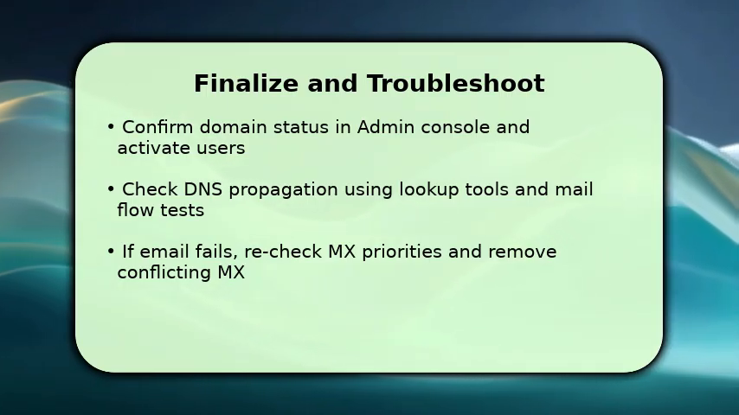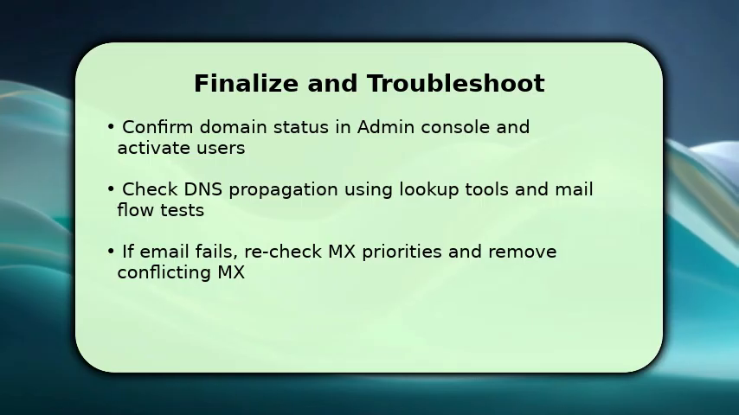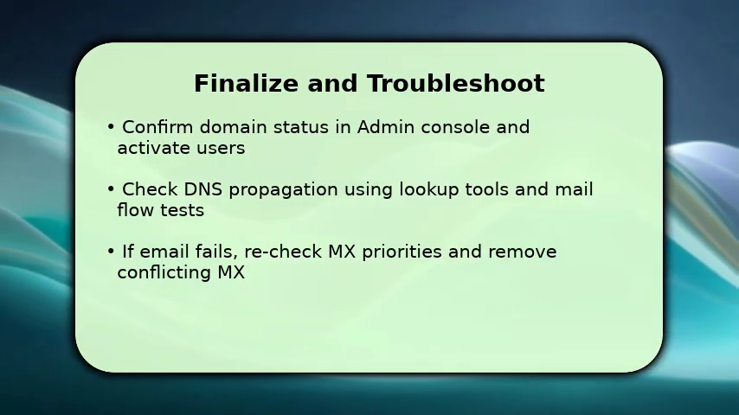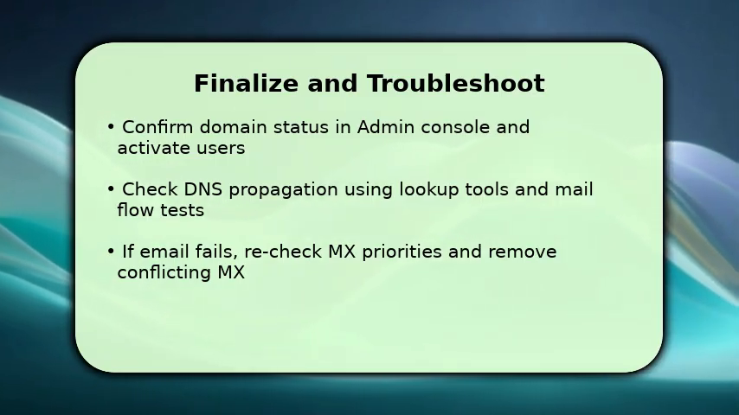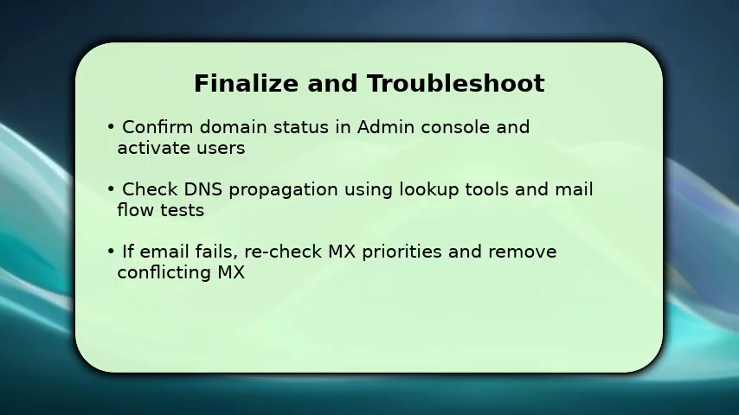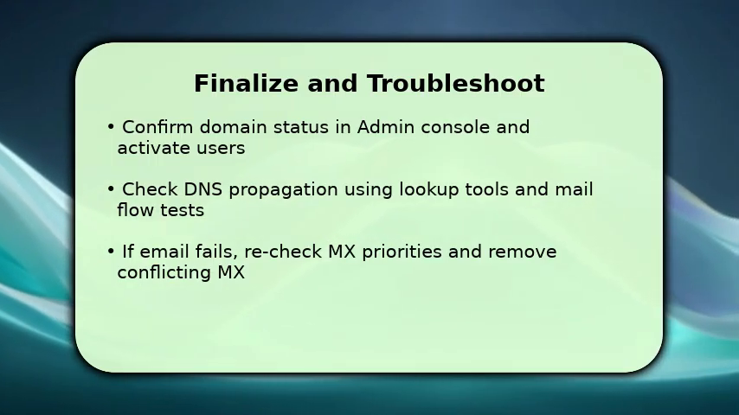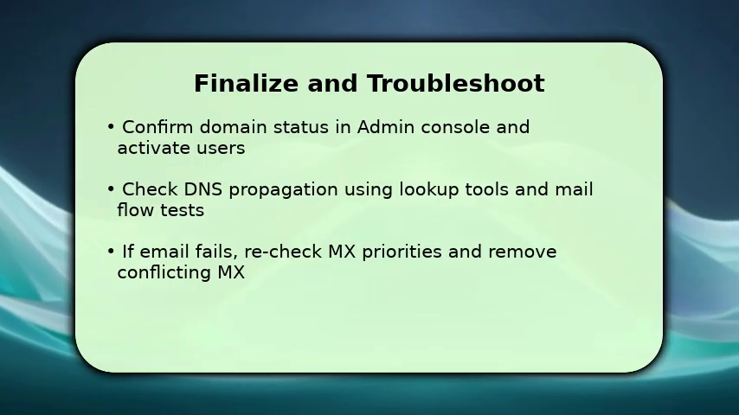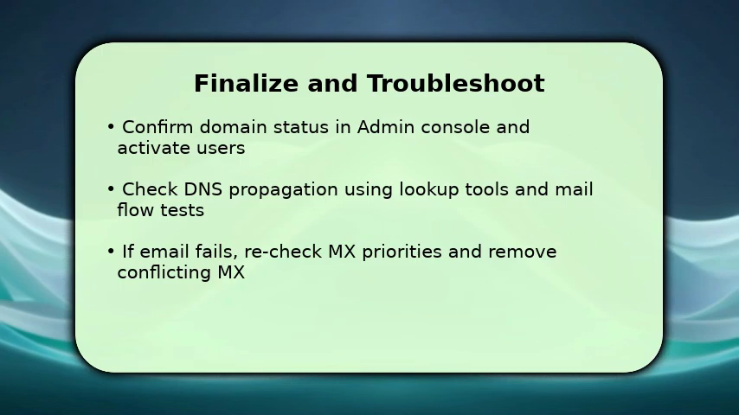This prevents deliverability issues. If something goes wrong, first recheck MX priorities and ensure no legacy MX or forwarding rules conflict. A common fix is removing old MX entries or correcting a stray period in the host field. Once corrected, propagation should restore normal mail delivery.